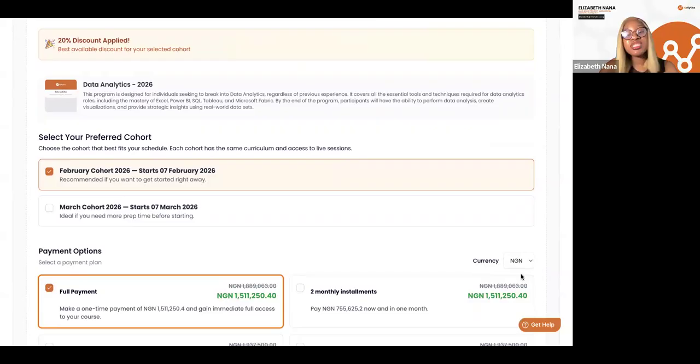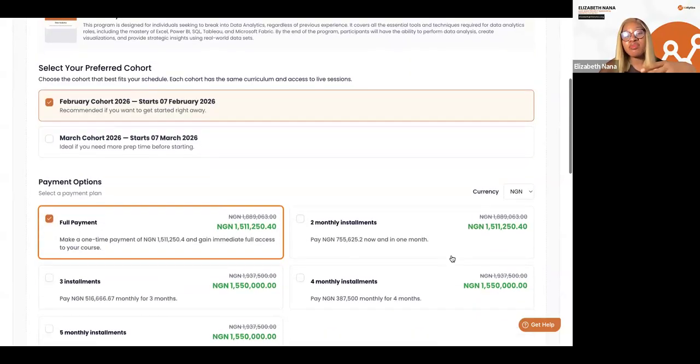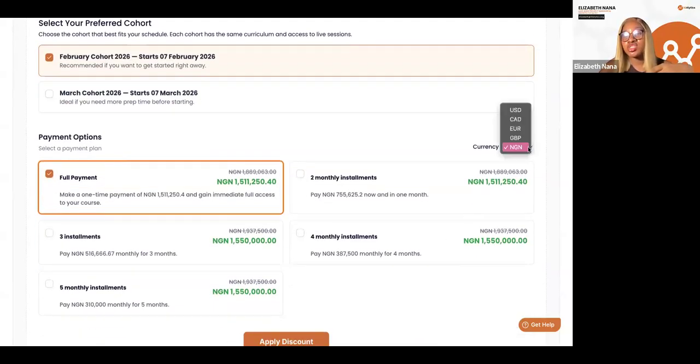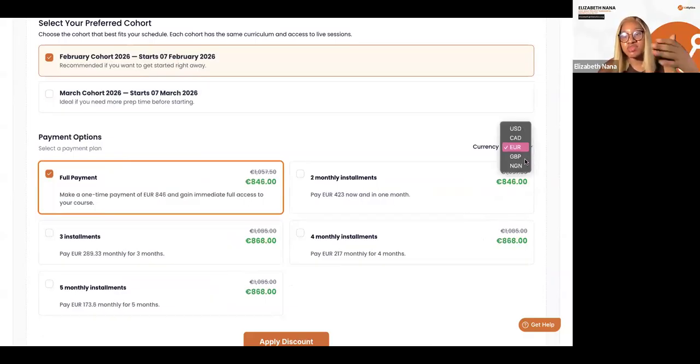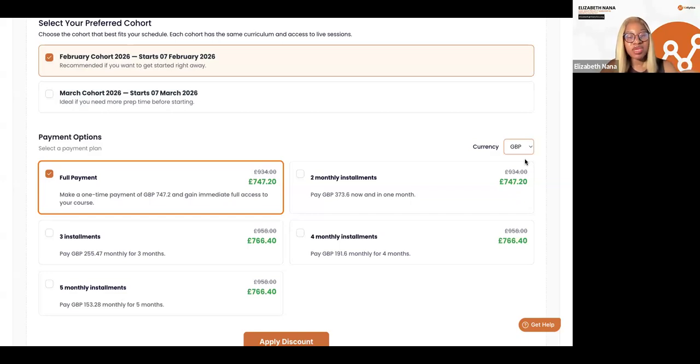So you see it right now. I put it on Naira to talk about this. So you're able to see the equivalent in Naira, but I can change it to US dollars now here. I can also change it to pounds. I can also change it to euros. I can also change it to Canadian dollars, but I'm going to put it on pounds and use pounds to just walk you through the payment.